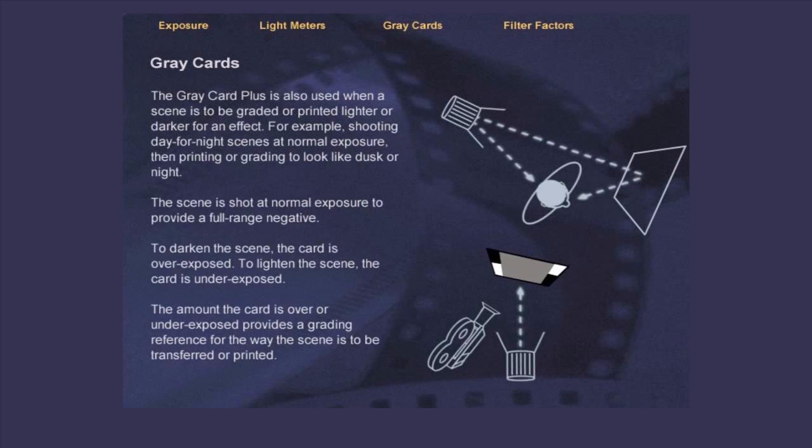The Gray Card Plus is also used when a scene is to be graded or printed lighter or darker for an effect. For example, shooting day for night scenes at normal exposure, then printing or grading to look like dusk or night. The scene is shot at normal exposure to provide a full-range negative. To darken the scene, the card is overexposed. To lighten the scene, the card is underexposed. The amount the card is over or underexposed provides a grading reference for the way the scene is to be transferred or printed.